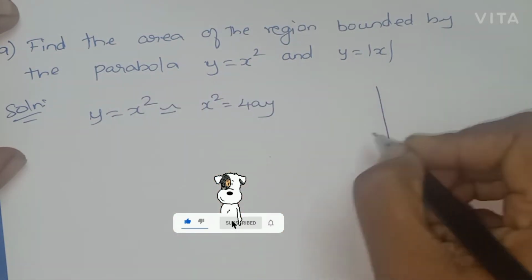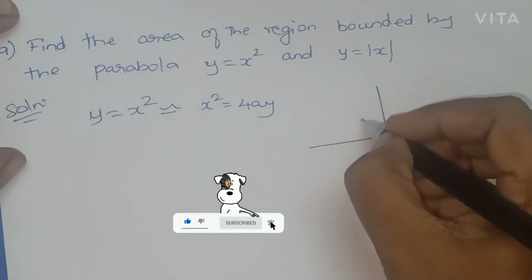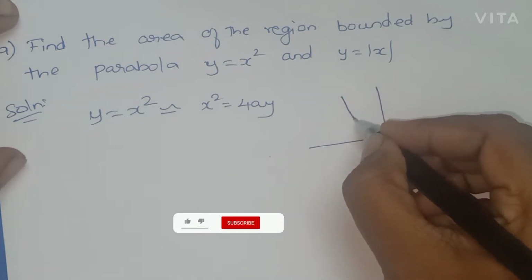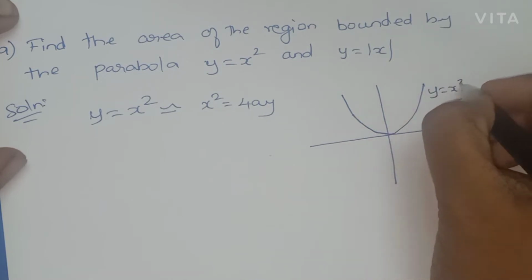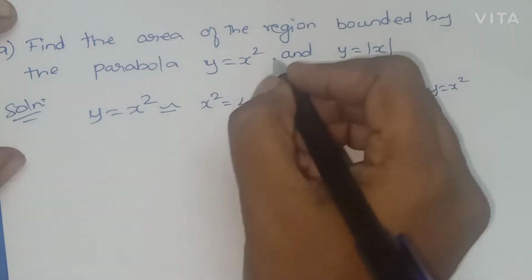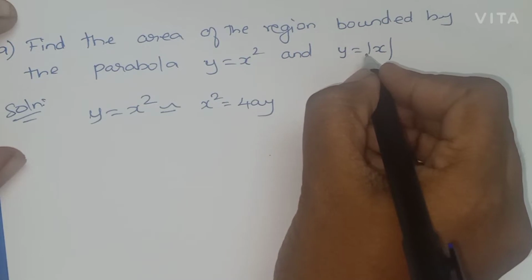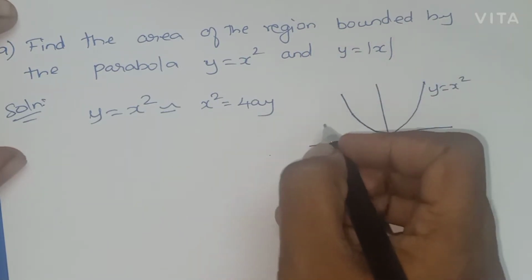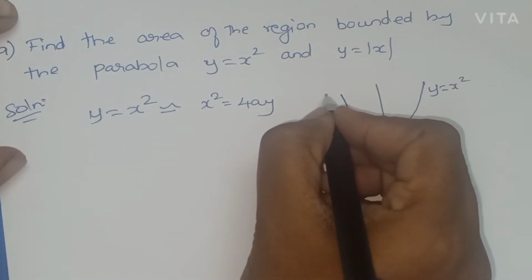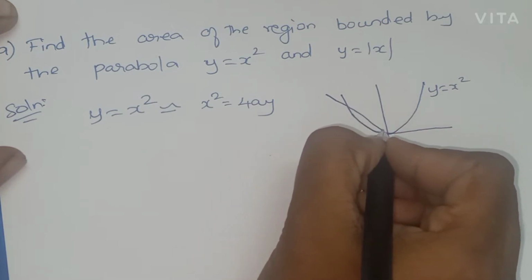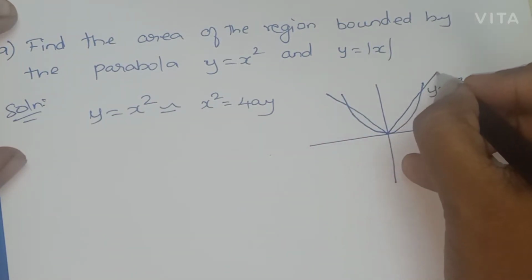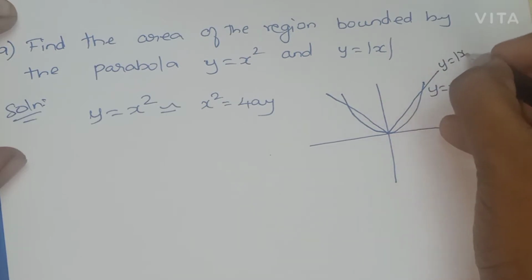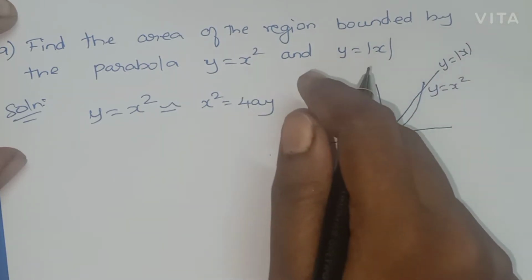So let us draw the parabola. Y is equal to x square. Now we have to draw y is equal to modulus x. It will be like this. Y is equal to mod x. This is positive, this is negative.